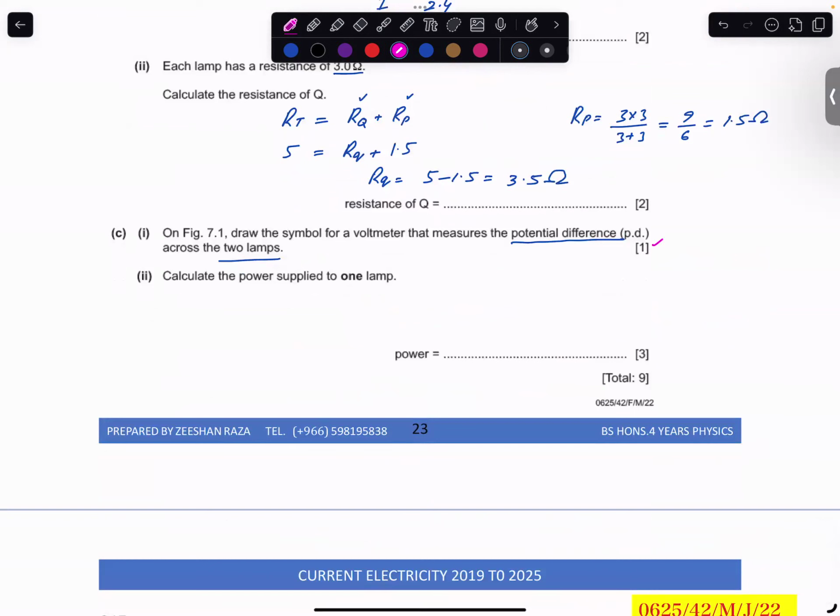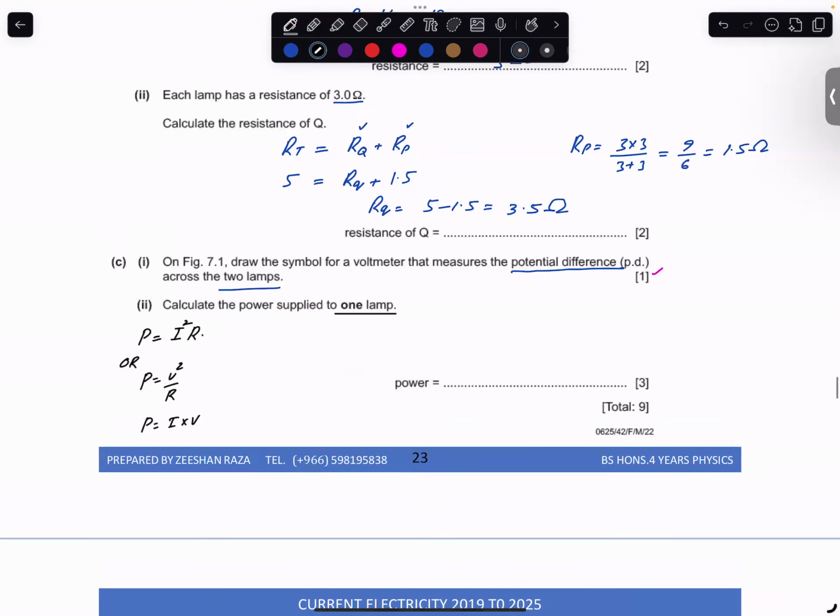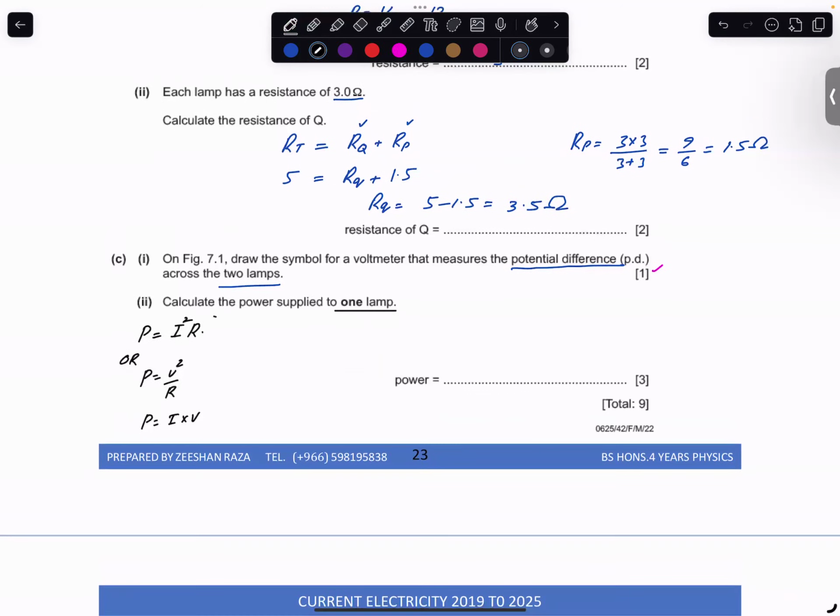The last part of this question: calculate the power supplied to one lamp. To find the power, we can use power is equal to I squared into R. You can use power is equal to V squared over R. You can use power is equal to I into V. So depending upon the data, you can use any formula in the given list.